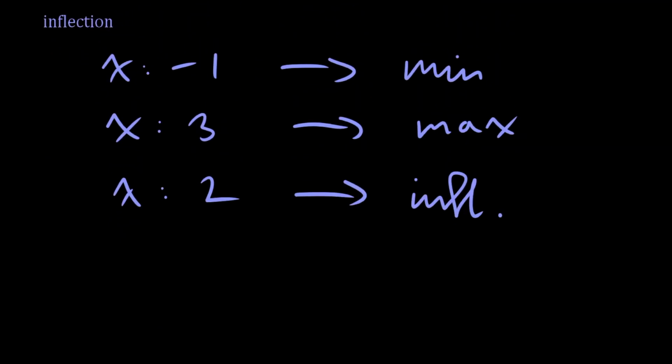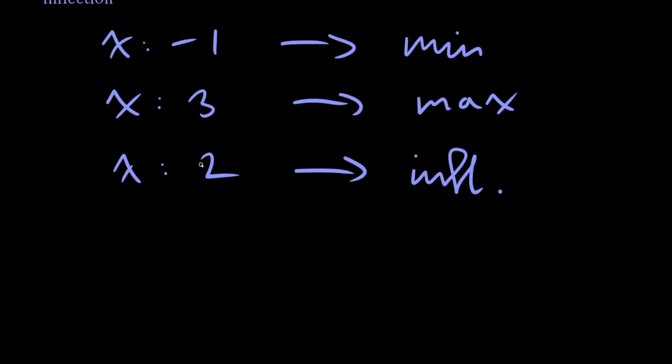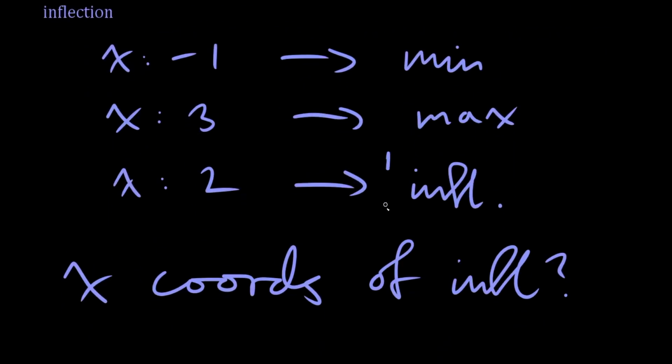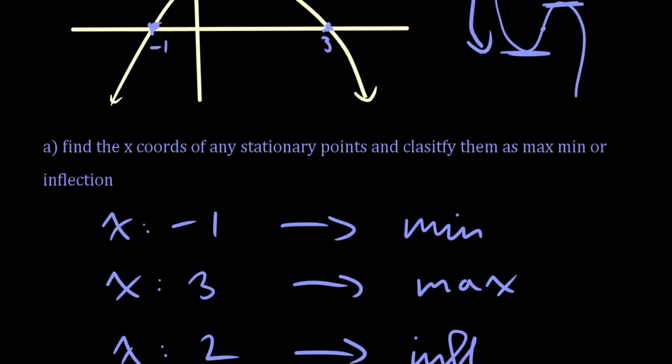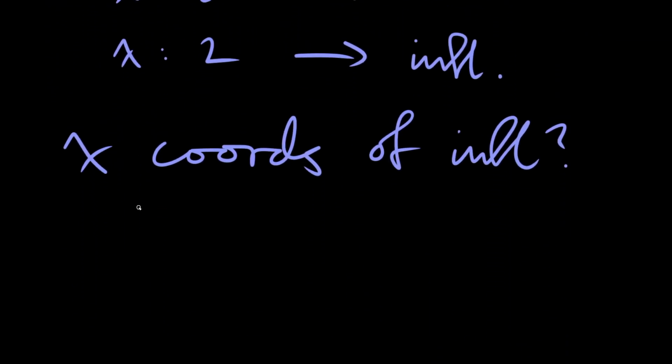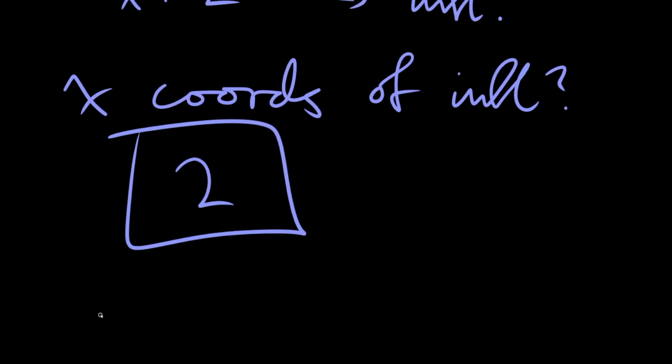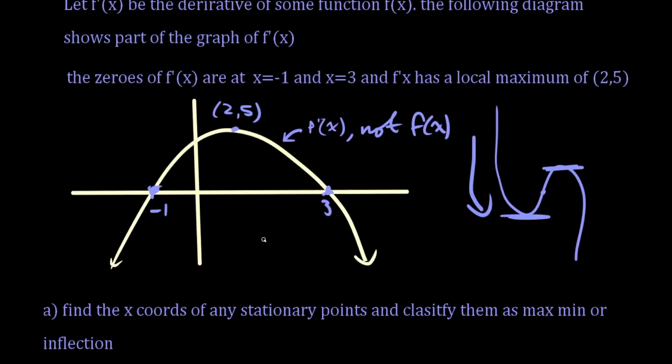So the next part of the question, I didn't write it down, but they said find the x-coordinates of any inflections. And, well, we just marked down one of the inflections. So the x-coordinate is going to be 2. And the final part of the question, given that f of 0 is equal to 0, sketch the graph of function f. So we're given this, right?